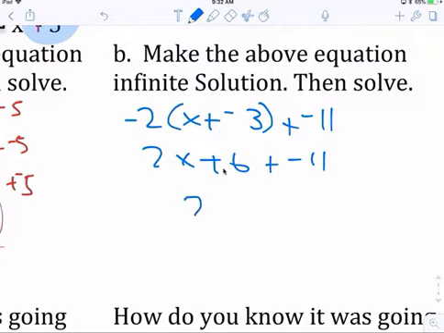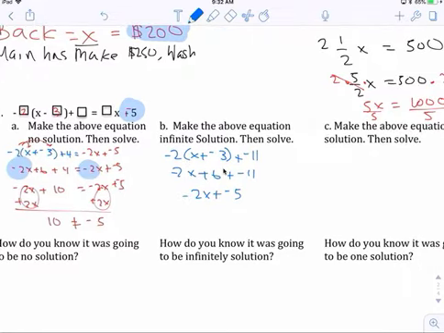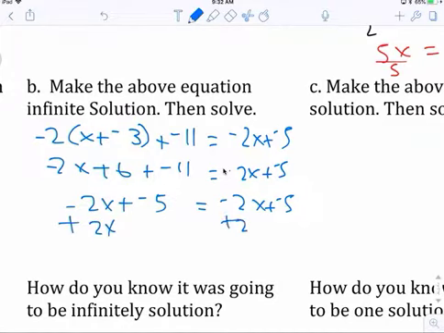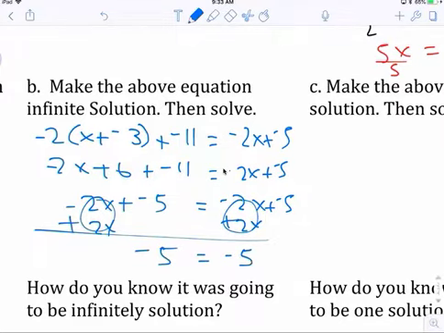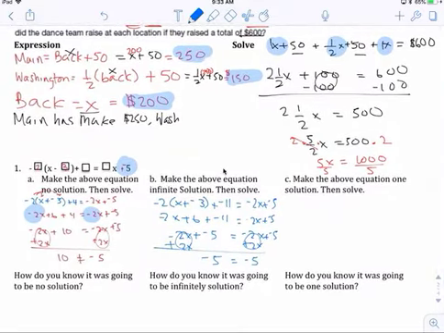I would get negative 2x plus negative 5. Okay, and then that gives me, on the other side, negative 2x plus negative 5. So negative 2x plus negative 5. And add 2x, add 2x. 0 plus negative 5 is negative 5. 0 plus negative 5 is negative 5. Okay? One equation. You make anything you want, as long as the coefficients are different, right?